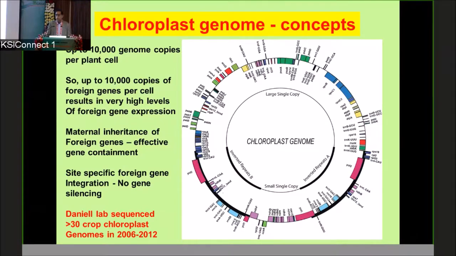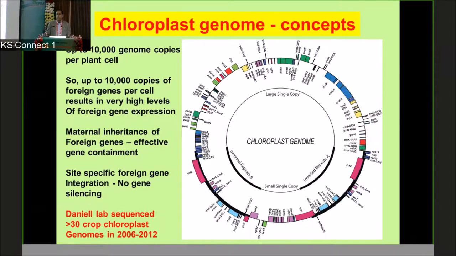The other added-on advantage is maternal inheritance of the chloroplast genomes, and therefore, especially if you put an insulin gene to make larger quantities of insulin, you don't want these genes cross-contaminated with other plants. So the chloroplast genomes are maternally inherited. So those are two key advantages of the chloroplast genome, the rationale behind advancing this.